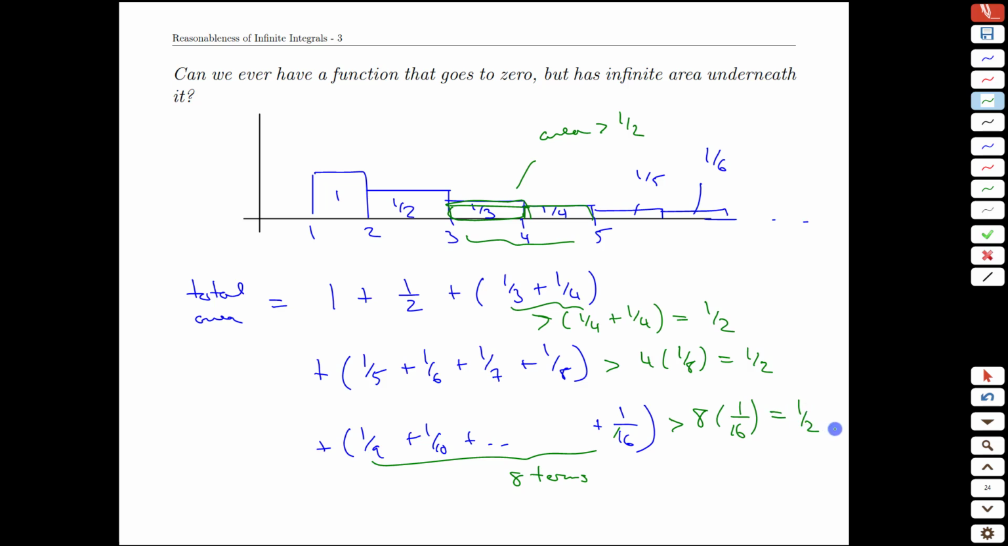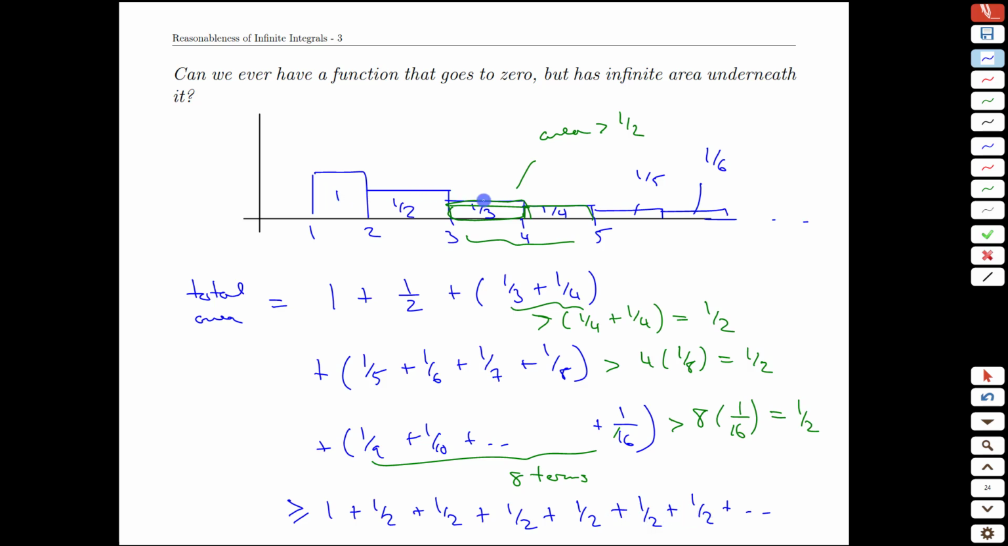And so what we get is this total area is going to be bigger than 1 plus 1/2, first 2, plus another 1/2, plus the next 4 terms are 1/2, plus the next 8 terms are 1/2, plus the next 16 terms, 32 terms. In other words, we can make this as large as we want. If you want to make the total 100, just keep adding enough terms. We have an infinite number of them, so we're never going to run out. But the sum of them is always going to get larger and larger and larger.